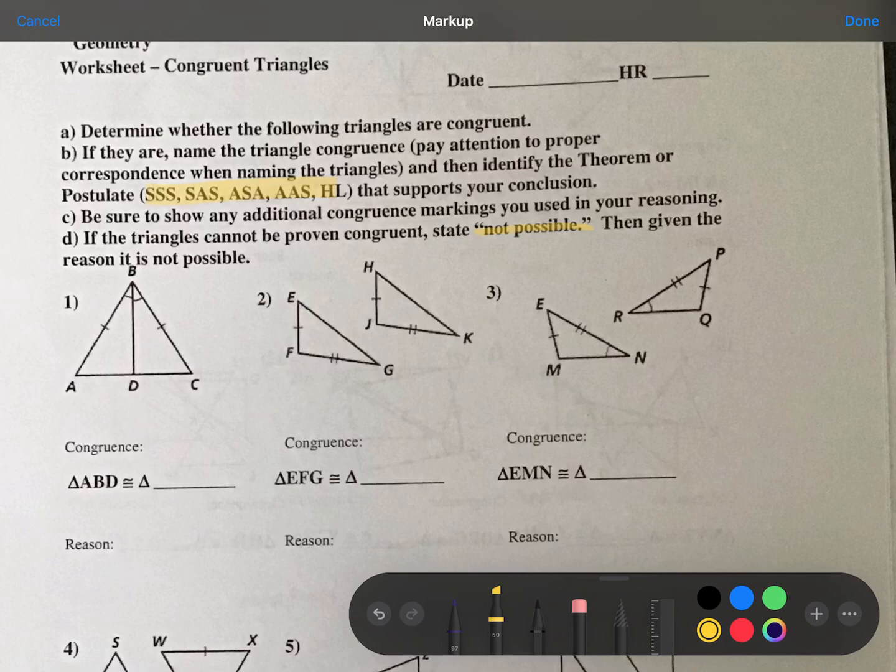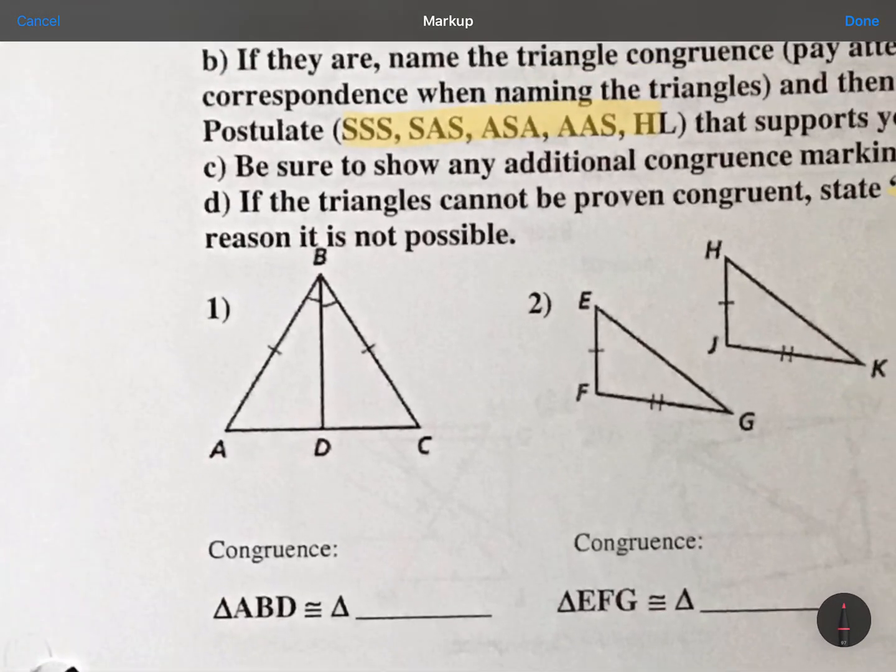All right, so let's talk about number 1. The first thing you need to do is determine, is there anything legal you can add? In other words, there's only 2 things that we look for, shared side or vertical angles. So in this picture, before I try to determine, are my triangles congruent, can I add anything like a shared side or vertical angles? And the answer is yes. BD is congruent to itself because of reflexive. It is a shared side between those 2 triangles.